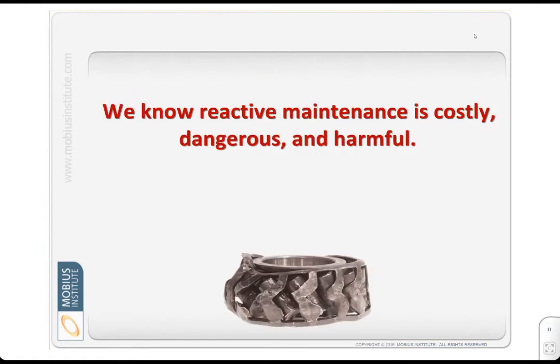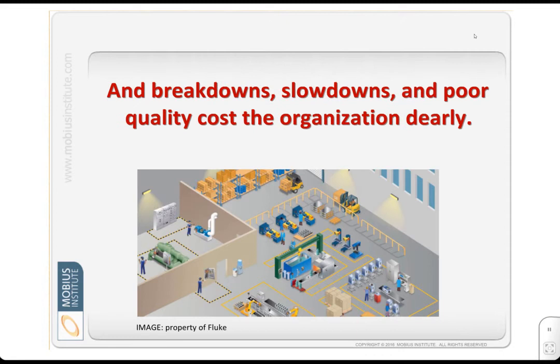So let's get started. We all know that reactive maintenance is costly, it's dangerous, and it's harmful. It can cause or result in injury and environmental damage. It can cost the company dearly, both in terms of the much higher maintenance costs, but also the fact that you're not producing or providing the service that you should. Particularly in a discrete manufacturing environment, all those breakdowns, slowdowns, a reduction in throughput, and poor quality cost the organization dearly.